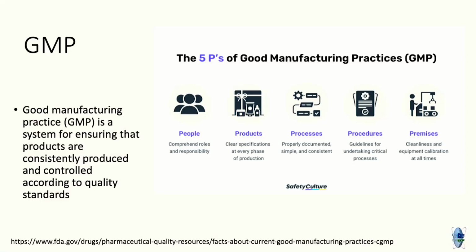It should be properly documented, like it should be simple, so that the next person can come and understand. It should not be written in a cryptic language, right? It should be clearly written in a language which everyone can understand and follow. Simple language, very clear and consistent. That's the third P, process. Then procedure: what are the important procedures to follow for the manufacturing? That has to be clearly defined.